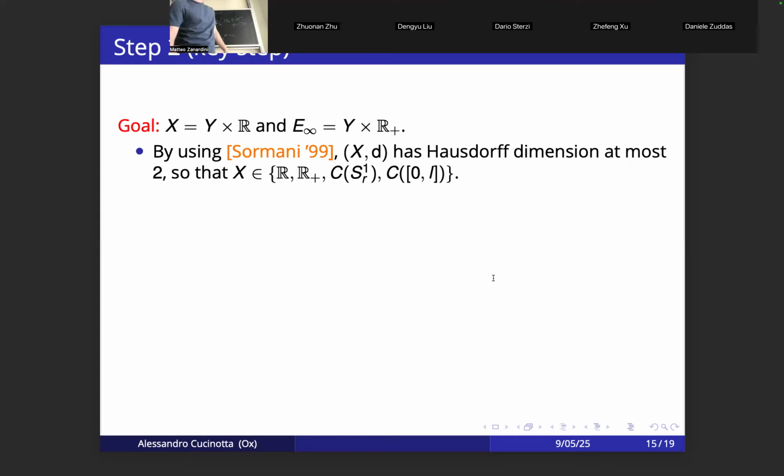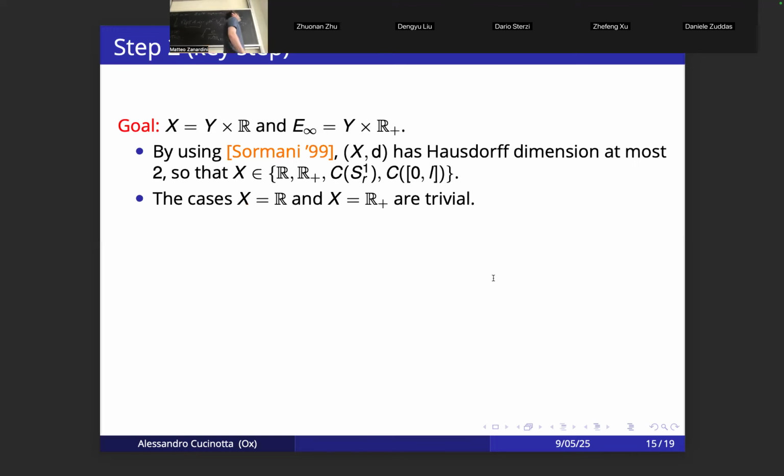Okay, so we know that the tangent cone at infinity X is a cone by Cheeger and Colding. Now, by a result of Sormani, I mean, this is not a direct consequence, but it follows more or less with standard tricks. By this result, we can say that this tangent cone at infinity will have Hausdorff dimension at most 2. So there are very few options. So X has to be either R plus modulo isometries, the cone over a circle of radius R, or the cone over an interval of length less than pi, for reasons that I'm not going to explain. Okay, so there are only very few options that we need to consider.